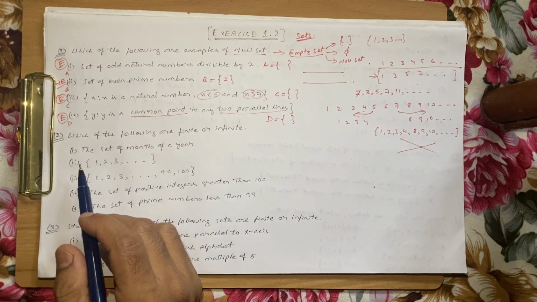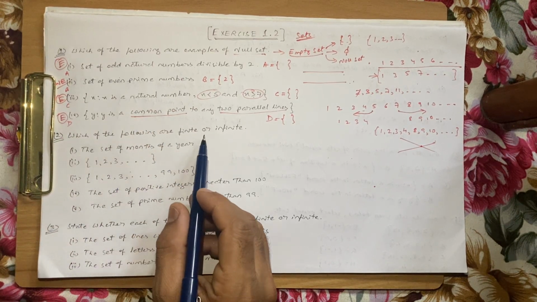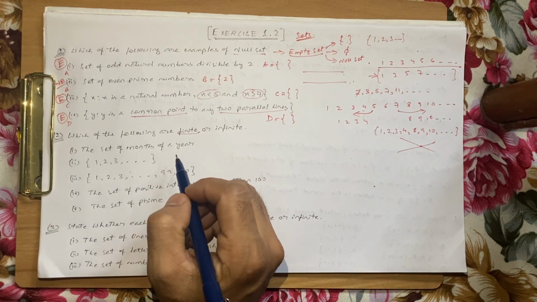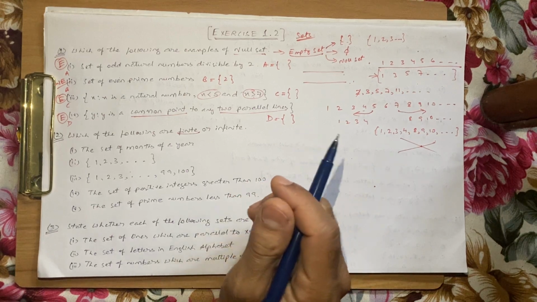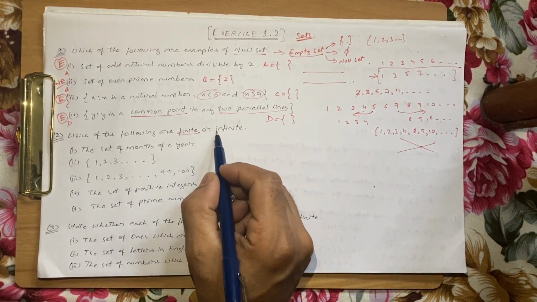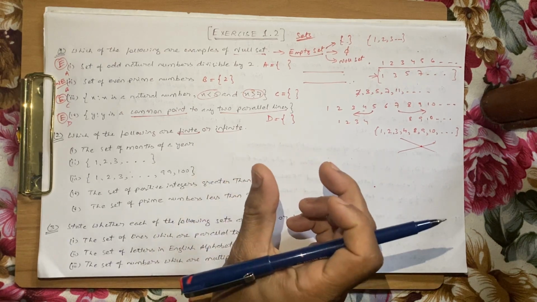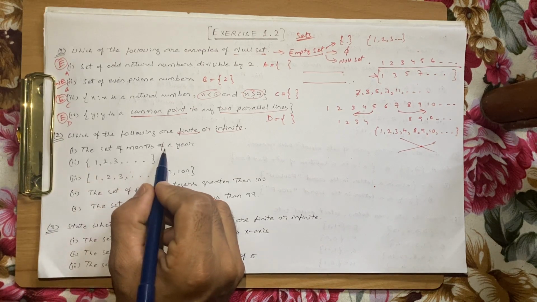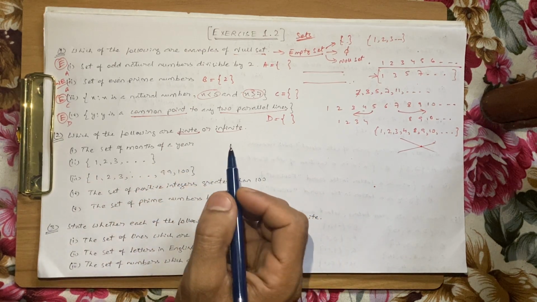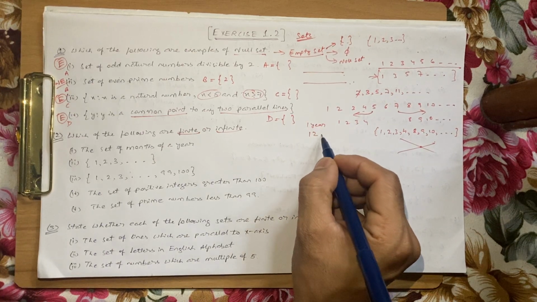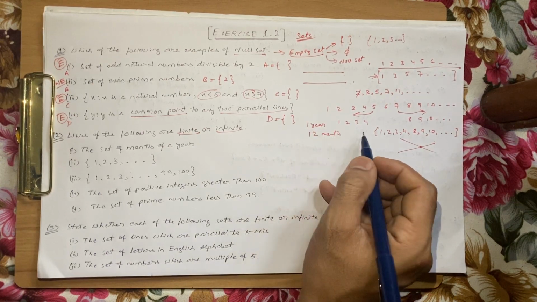Alright, now let's move on to question number 2 here. Which of the following are finite or infinite? I have explained this in the lecture video. A finite set is a set in which whatever elements it has, we can count them. It's countable. And an infinite set is such a set in which the elements are uncountable. So let's see the set of months in a year. All of you know that there are 12 months in a year, right? In 1 year, we have what? 12 months, like January, February, March, April, May.